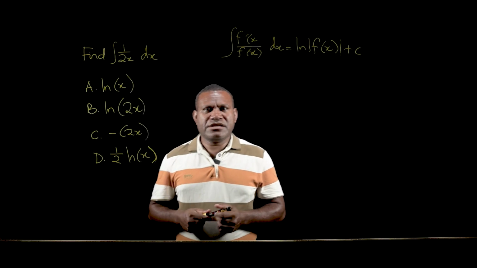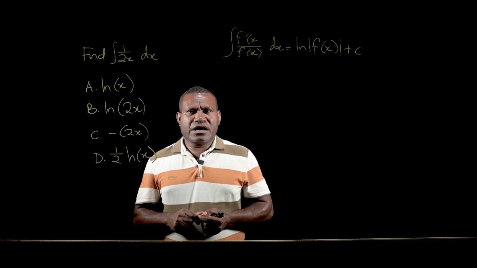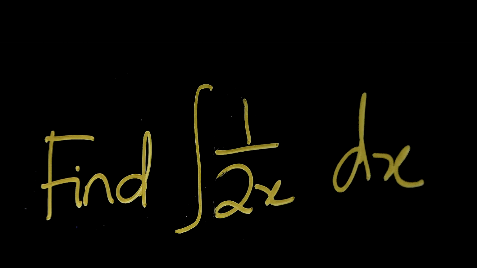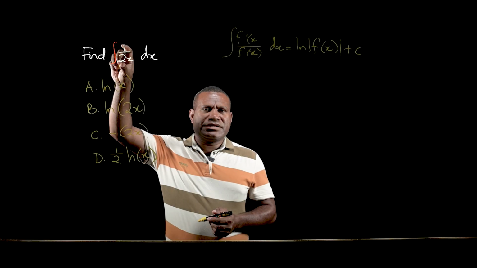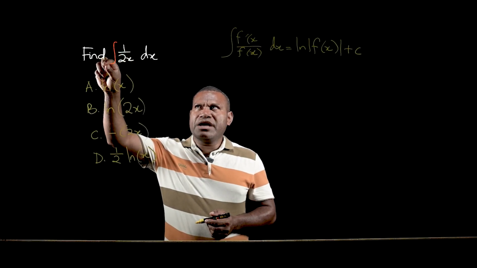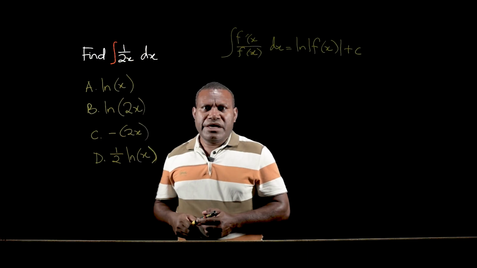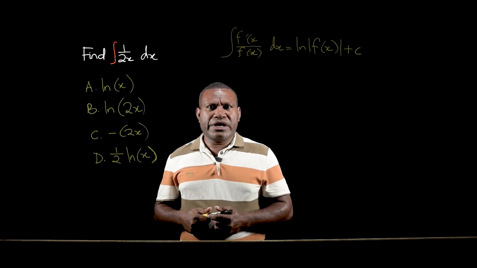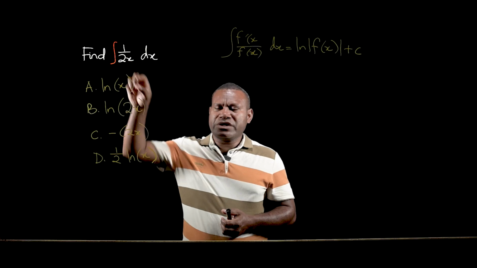In our last lesson, we solved two calculus questions. And calculus being an important subject, firstly, we are going to look at a multiple choice question. If you look at it, it's an integral symbol and it reads: find the integral of 1 over 2x dx. You are required to find an indefinite integral or an antiderivative of this function, 1 over 2x.